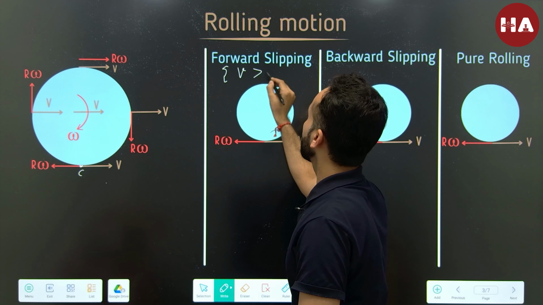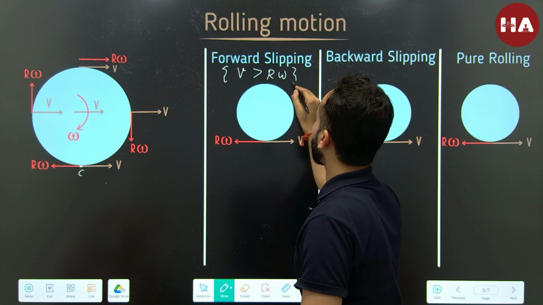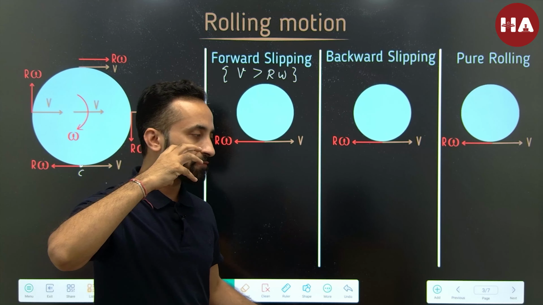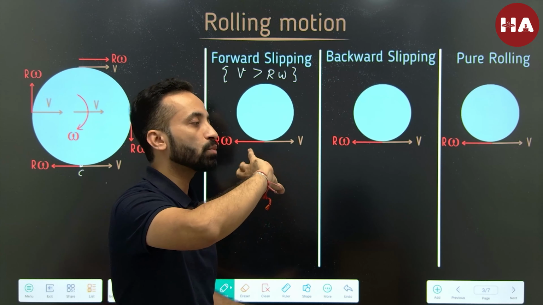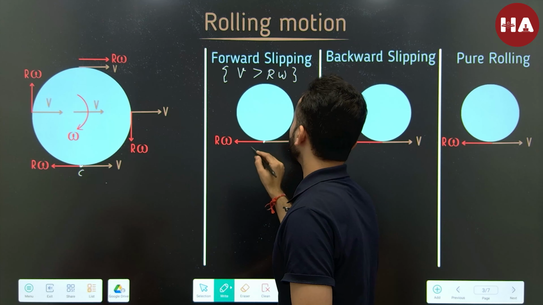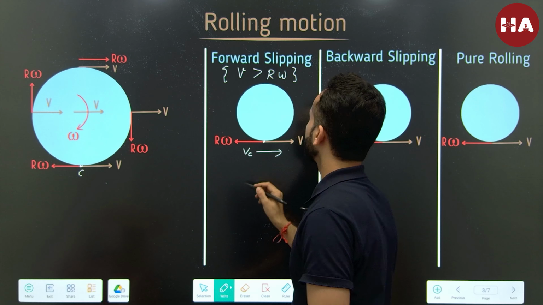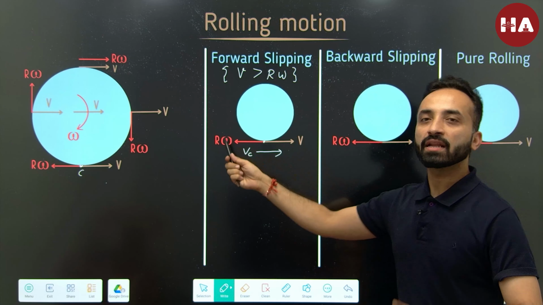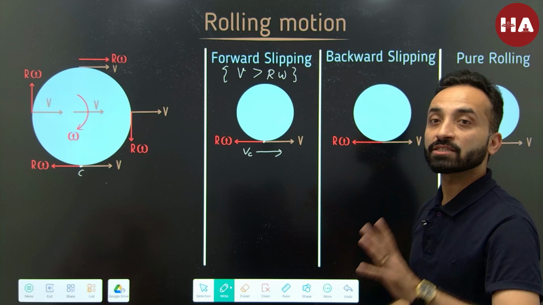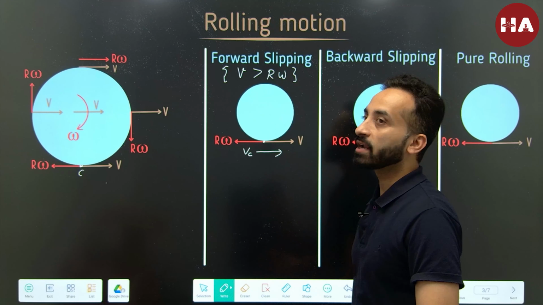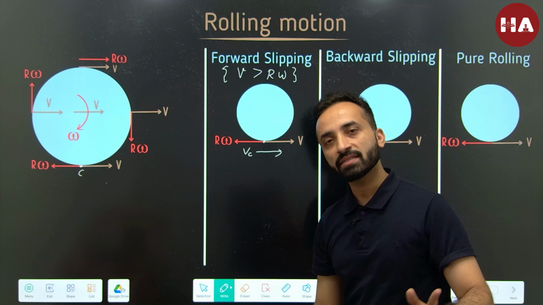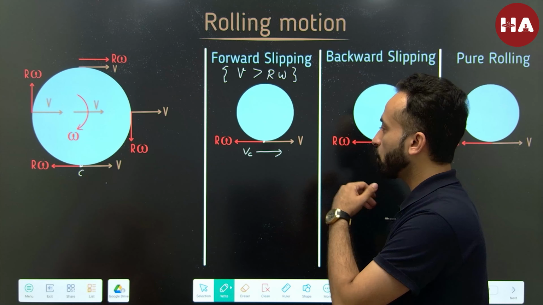So the answer is when you give V greater than R omega. When you start off the motion of the circular object, you give V that is more than the value of R omega. So think about point C. Where is the net velocity of C? You would say V is greater than R omega, so net velocity is forward, in which the object is going. That is why it is called forward slipping. This object is slipping forward.